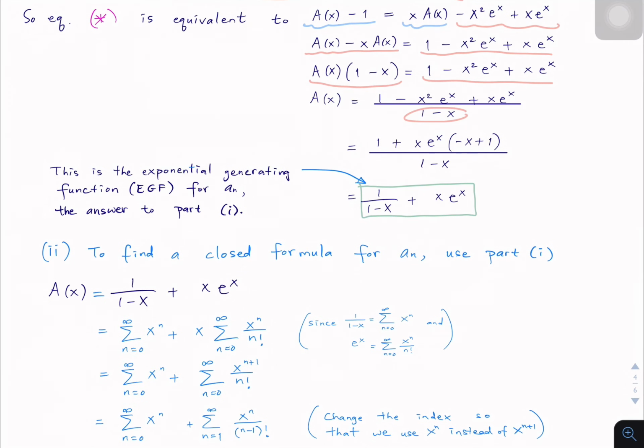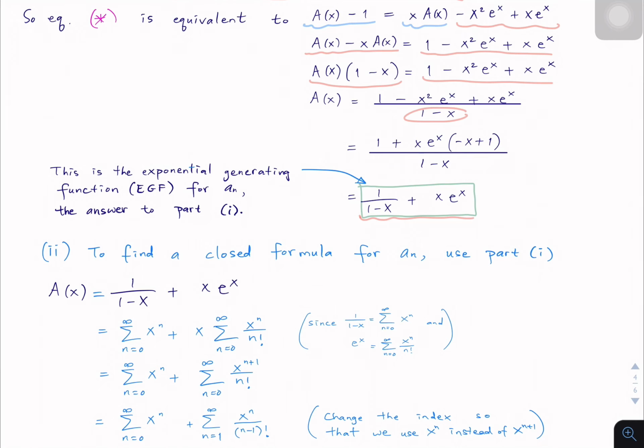And if I do more simplification, I will get 1 over 1 minus x plus x e to the x. So this is the answer of part 1. This is the exponential generating function for the sequence a sub n.